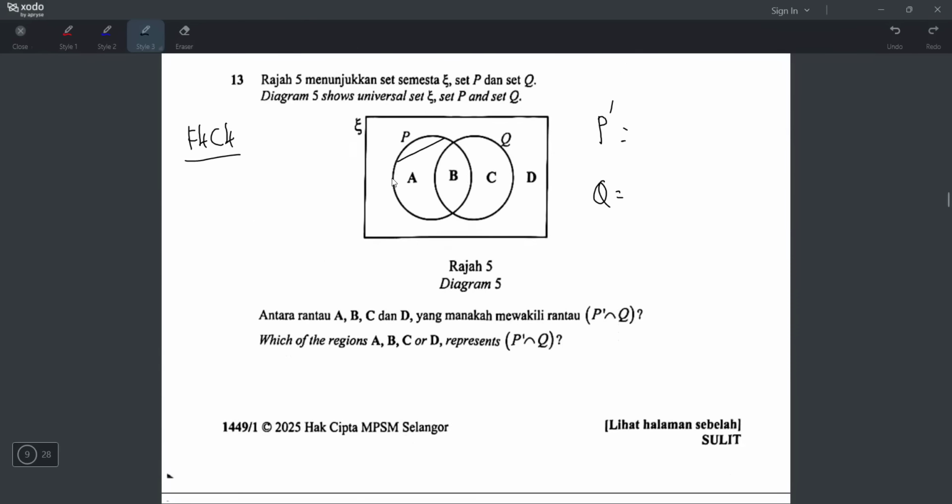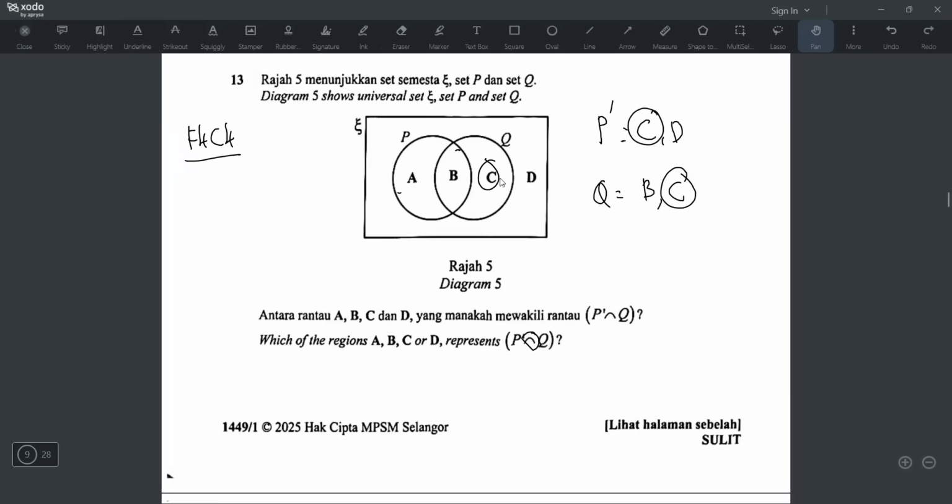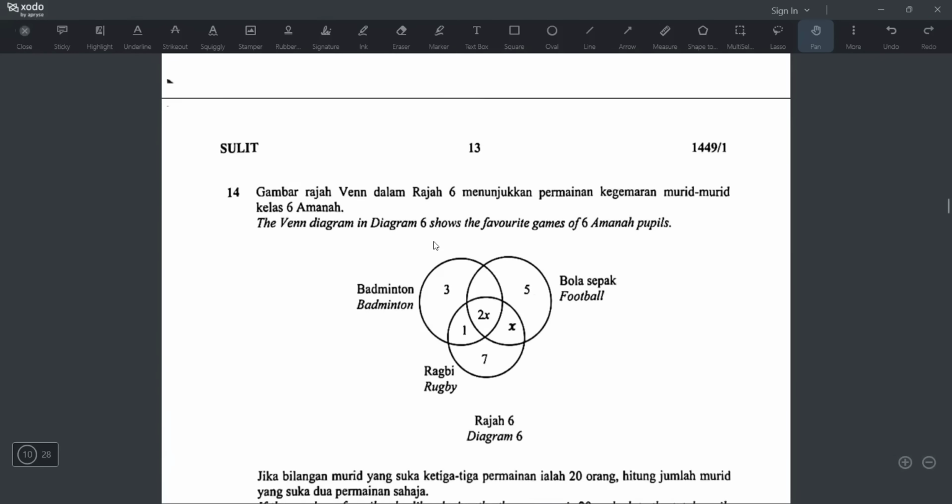So as you can see, P is this region, including here also. This is also inside P, right? So what is P complement? It means you will take everything except the A and B regions. So it'll be C and D. So the P complement region will be C and D. Then what about the Q region? Okay, the Q region will be B and C. But now they want the intersection between the two. So you will take the overlap. The overlap region means you choose the same ones. So C. So C is the overlap region. So that's the intersection answer. Okay, that's all.